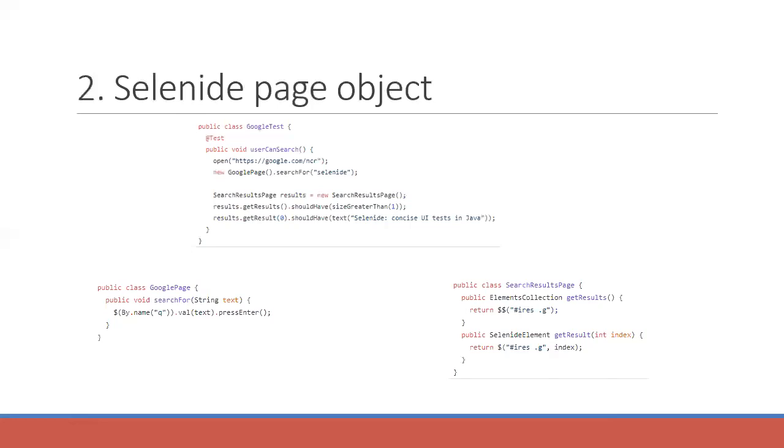Selenide page object. So it's a mix of basically the Selenide library and the page object. So again, you have the actual test here. This is one layer, and this is another layer. And in this layer, you have some pages like Google page or search results page. It's basically the same idea. Your test case manipulates these pages and gets some outcome.